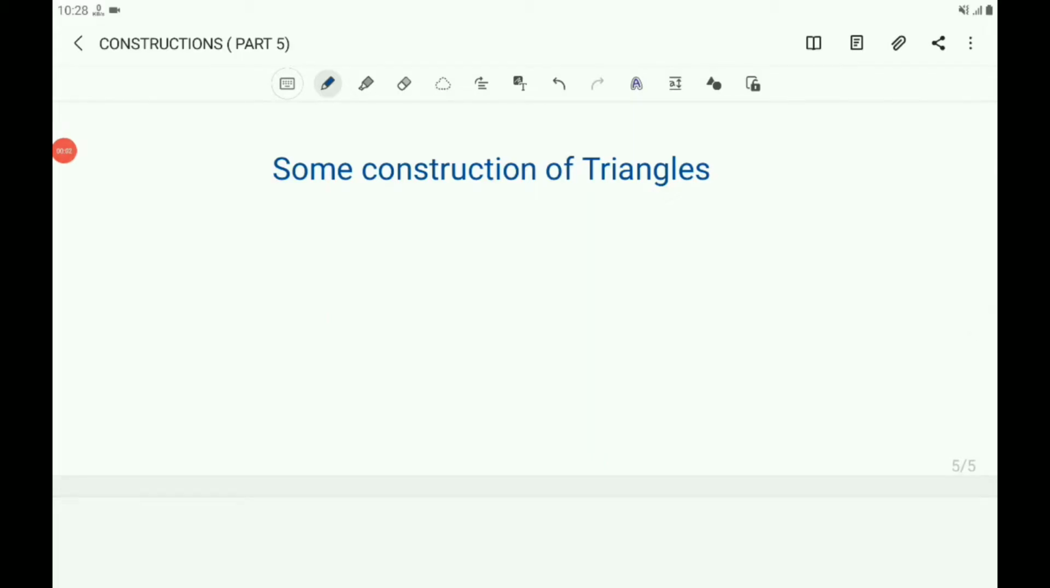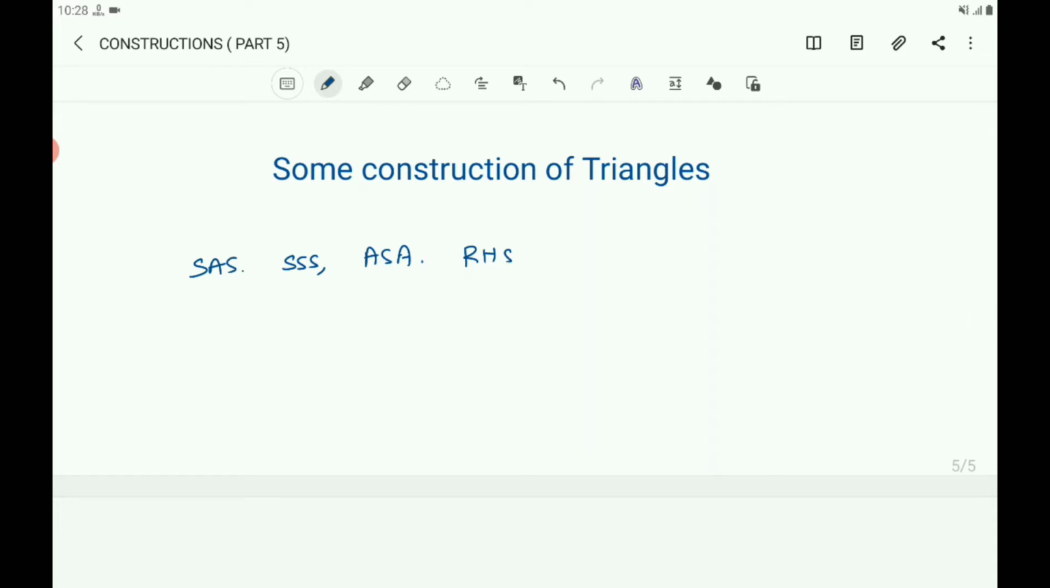Dear children, let us continue the chapter construction. So far, some basic constructions are done. Next, some constructions of triangles will be done by using the constructions given in earlier classes and also the previous constructions done. Recall the SAS, SSS, ASA and RHS rules, which give the congruency of two triangles.